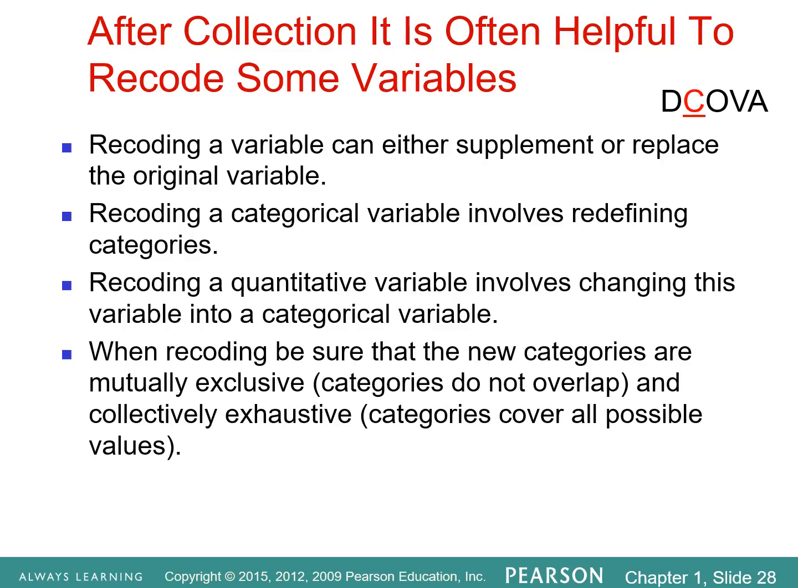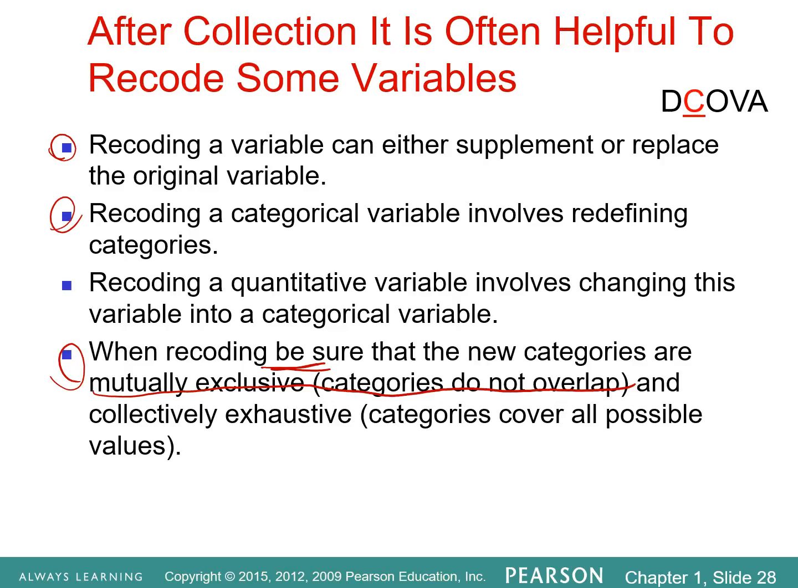After collection, it is often helpful to recode some variables. Recoding a variable can either supplement or replace the original variable. Recoding a categorical variable often involves redefining categories. So how are you defining things? Do you need to redefine them? Do you need to recode them? Recoding a quantitative variable involves changing the variable into a categorical variable. And when recoding, you need to be sure that the new categories are mutually exclusive, that categories do not overlap, and are collectively exhaustive.